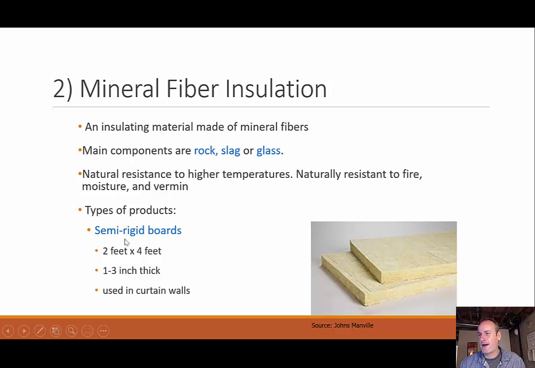Types of products: semi-rigid boards, so 2 foot by 4 foot, 1 to 3 inches thick, used in curtain walls. That's our exterior wall insulation. Semi-rigid means that you can flex them. So when we were talking about rigid just a second ago, if I try and flex one of those rigid insulation boards, it would just snap in two. Semi-rigid means that I can flex them a little bit, but they aren't totally flexible, right?